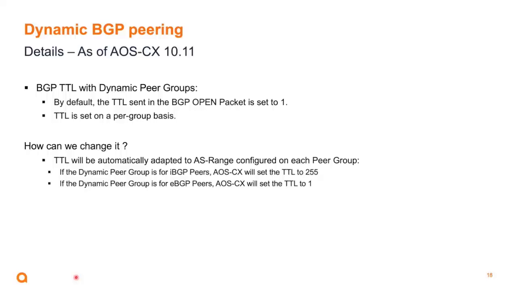So how can we modify it? The TTL will be automatically adapted to the AS range option that you can specify when you configure a dynamic peer group. If the new peer group is for iBGP peers, meaning the AS number that you declare in the AS range is the same as the local one, AOS-CX will set the TTL to 255. On the other hand, if the new peer group is for eBGP peers, meaning the AS number you declare is not the same as the local one, AOS-CX will set the TTL to 1.